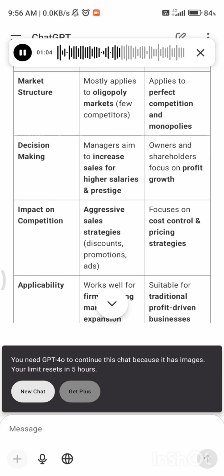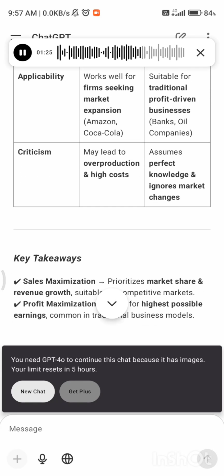Decision-making: managers aim to increase sales for higher salaries and prestige, while owners and shareholders focus on profit growth. Impact on competition: aggressive sales strategies, discounts, promotions, and ads, versus a focus on cost control and pricing strategies. Applicability: sales maximization works well for firms seeking market expansion, like Amazon and Coca-Cola, while profit maximization suits traditional profit-driven businesses, like banks and oil companies.